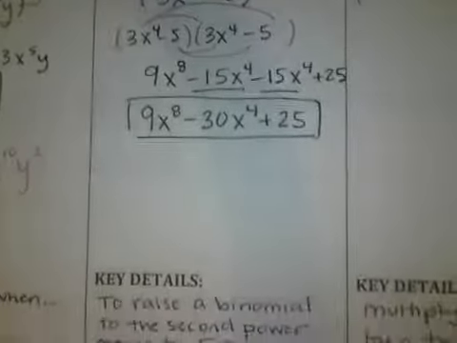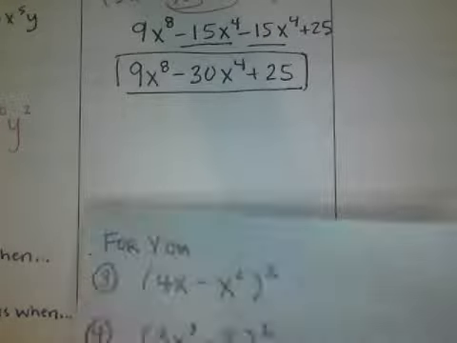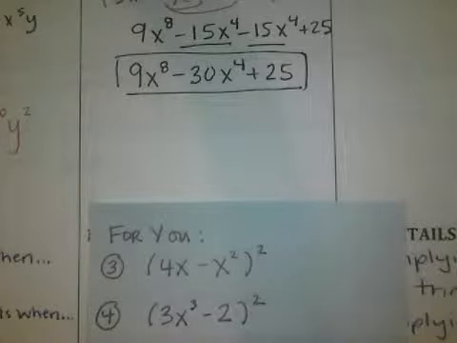Quick tip for this type of problem is just your reminder that when you have an exponent of 2 on a binomial, you do have to FOIL. And 2 practice problems for you to complete below. When you're ready to see the answers, just press play again.